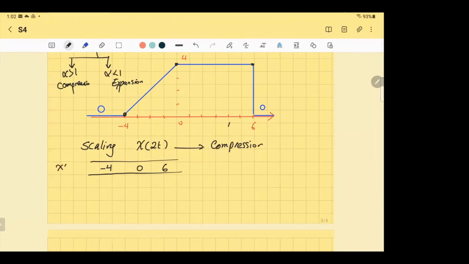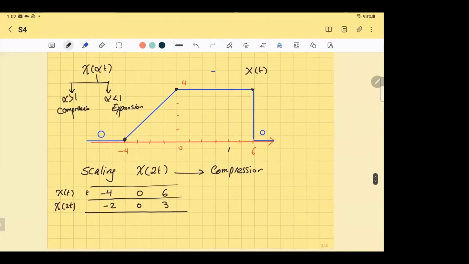That's x of t. That's the value of the time. When I do x of 2t, all the values will be divided by 2. So -4 divided by 2 will be equal to -2, 0 will be 0, and 6 will be 3.